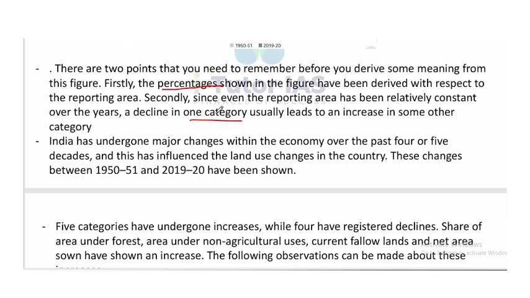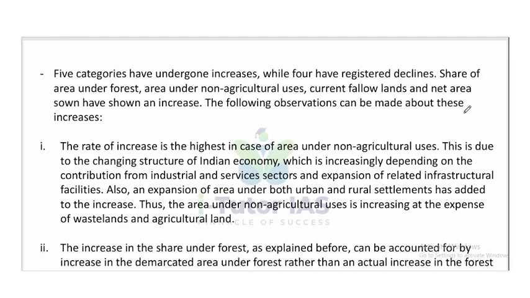Now, India has undergone major changes within the economy over the past four or five decades, and this has influenced the land use changes in the country. These changes between 1950-51 and 2019-20 have been shown. Five categories have undergone increases while four have registered declines. Share of area under forest, area under non-agriculture uses, current fallow lands and net area sown have shown an increase.